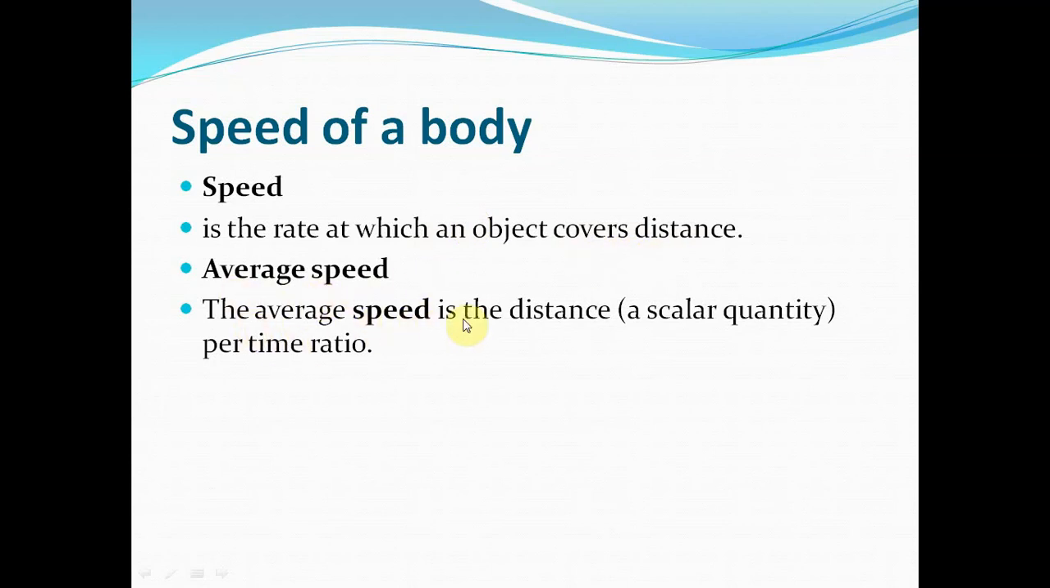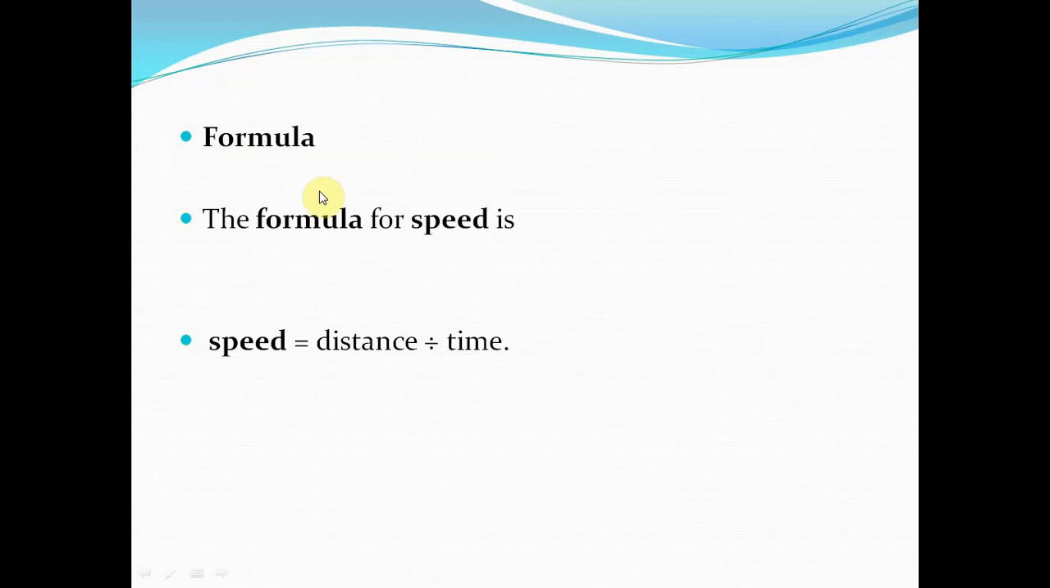The average speed is the distance, a scalar quantity, per time ratio. We will explain how speed is a scalar quantity in the next slides. Formula. The formula for speed is equal to distance divided by time.